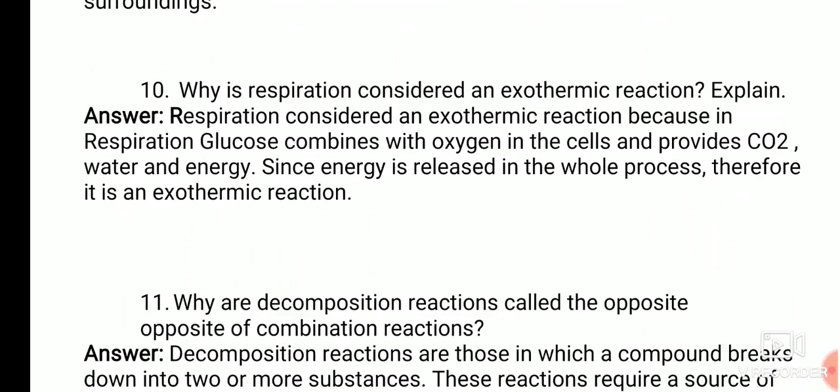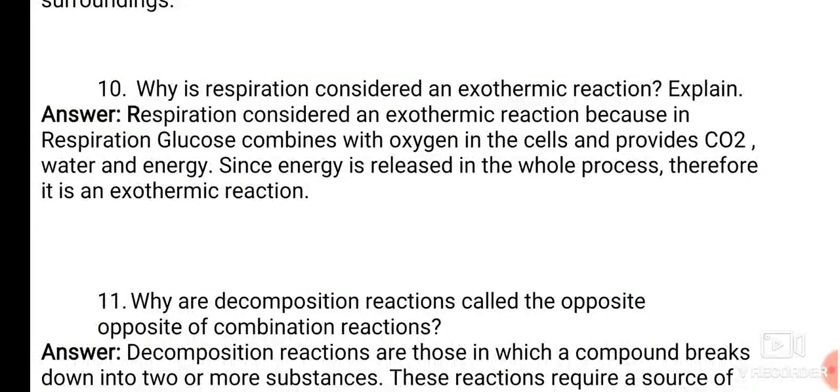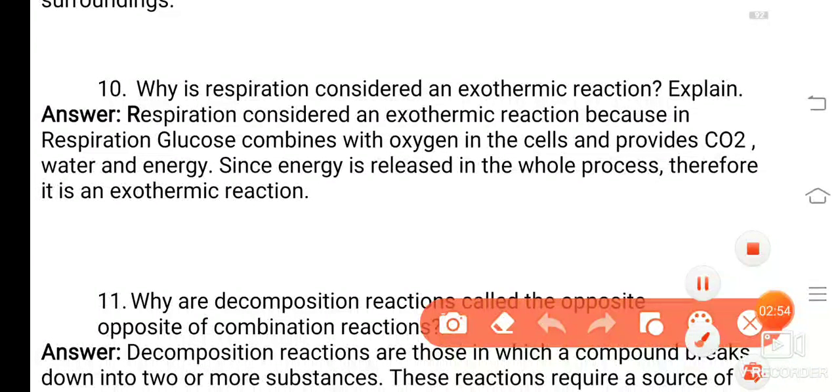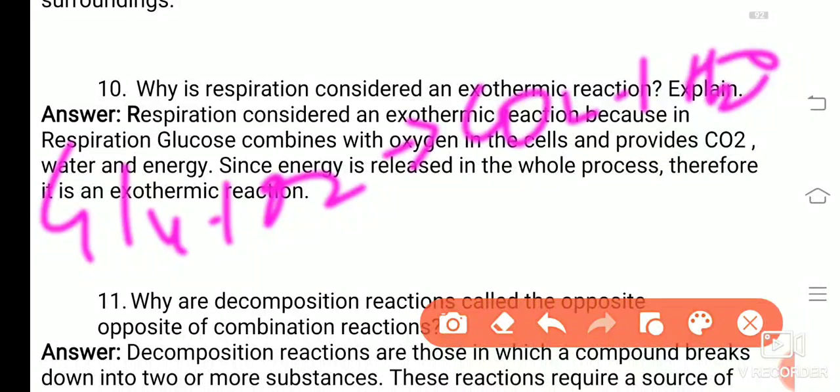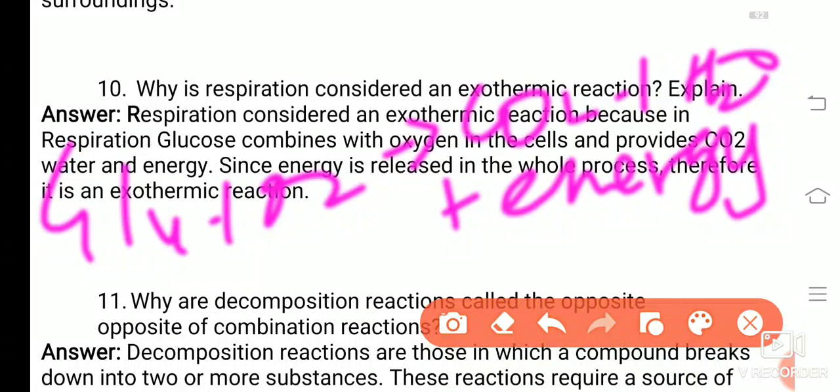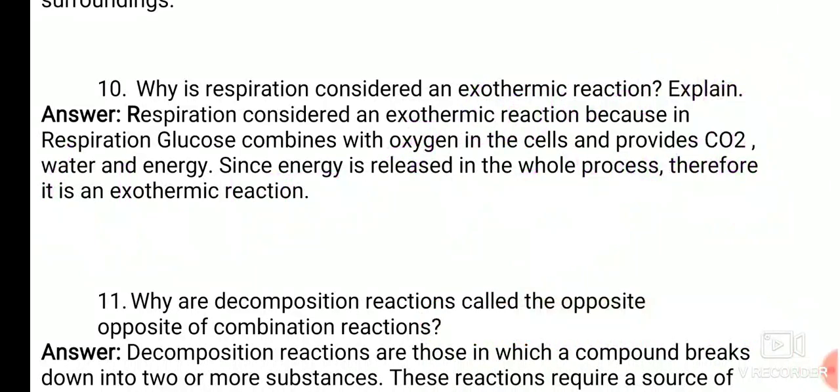Now moving to the next question, that is why is respiration considered an exothermic reaction? Because in respiration, glucose combines with oxygen and gives out carbon dioxide, water plus energy. Since energy is released, that is why it is an example of an exothermic reaction.